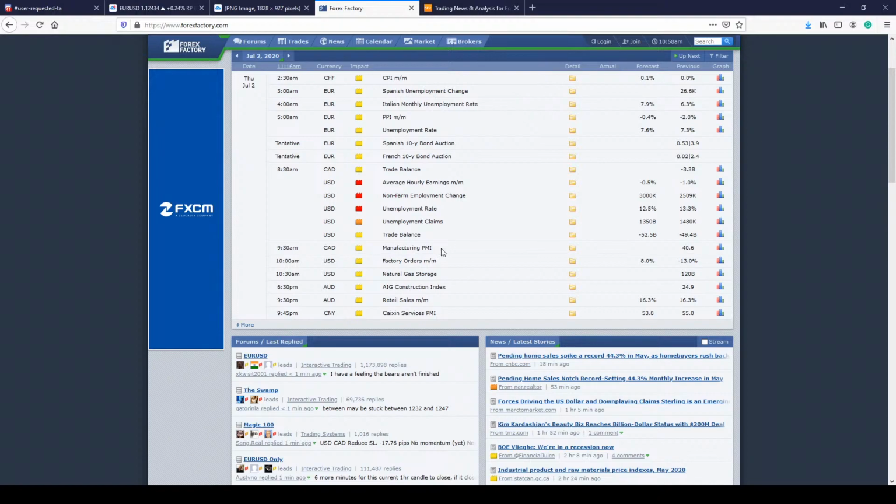So they moved NFP to Thursday. I got it. NFP is usually on the first Friday of every month, but because Friday's the 4th of July and a holiday, they moved it to Thursday. So that's interesting. This week really got cut short because we have today.